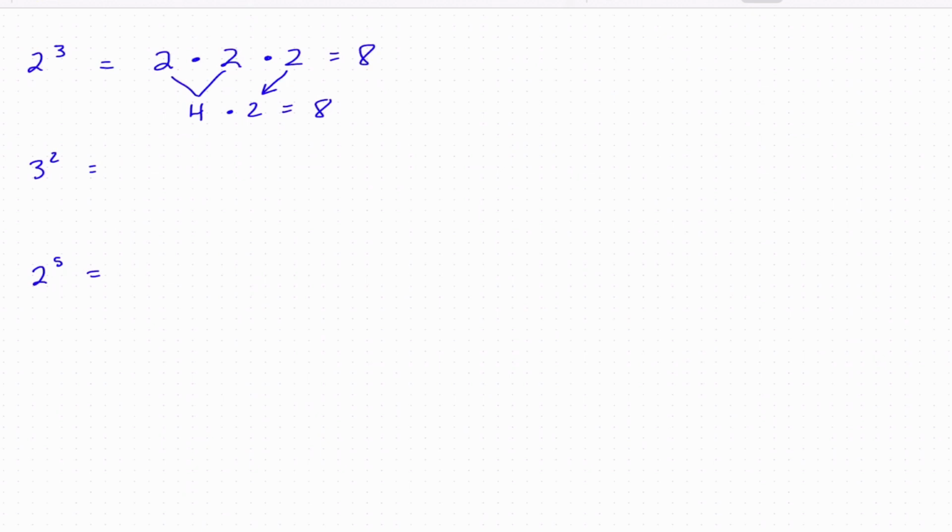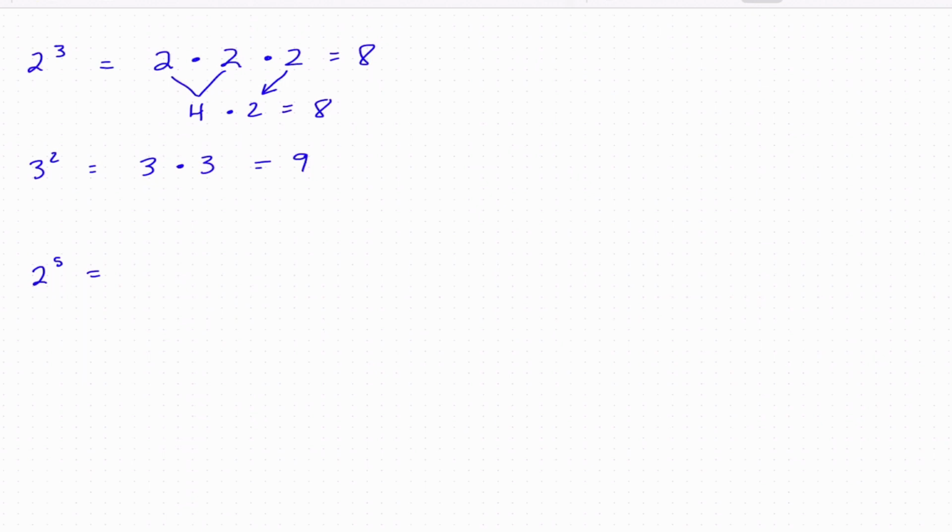The next one, 3 to the power of 2, or 3 squared. It's going to be 3 times 3. That exponent tells you how many times you're going to multiply the base times itself. So 3 times 3, obviously that's going to be 9.